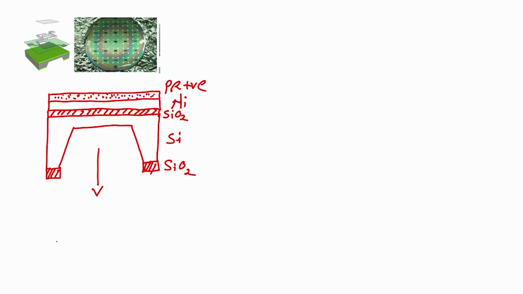Next step, we all know, I will just draw it on the same structure. After positive photoresist spin coating, soft bake at 90 degree for 1 minute on a hot plate. Then we should have the heater.